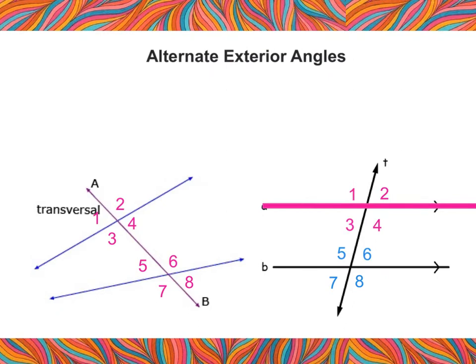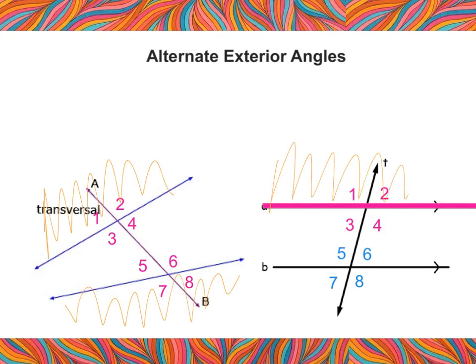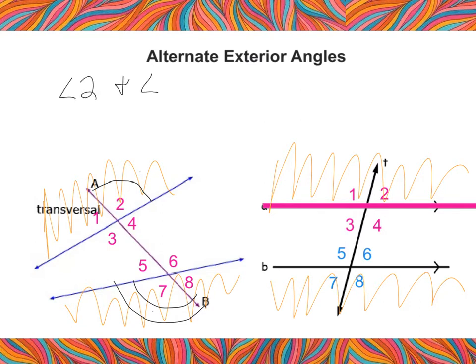All right, now we're on to alternate exterior. So the exterior angles are going to be the angles that lie outside of the two lines intersected by the transversal. And just like alternate interior, alternate exterior are going to be on alternate sides of the transversal and from two different intersections. So, for example, on both diagrams, angle 2 and angle 7 are alternate exterior. Also, on both diagrams, angle 1 and angle 8 are alternate exterior.